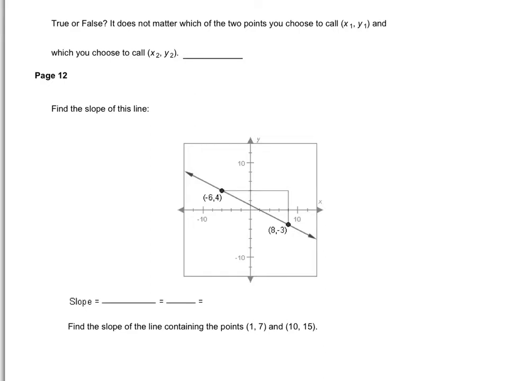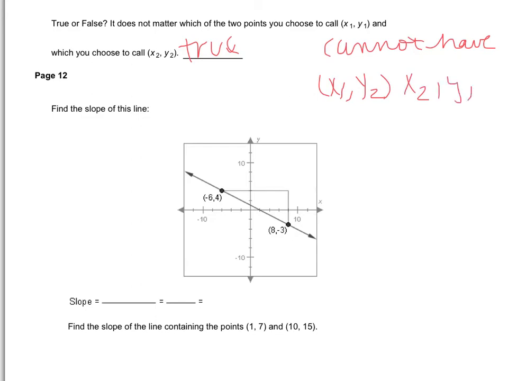Is it true or false that it does not matter which of the two points you call (x1, y1) and (x2, y2)? It does not matter. But what matters is that you cannot have x1, y2 and x2, y1. They have to be grouped together. Whatever is x1, the y value that's with it is y1.